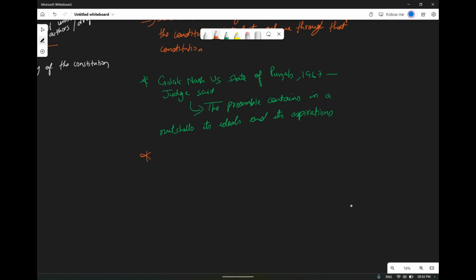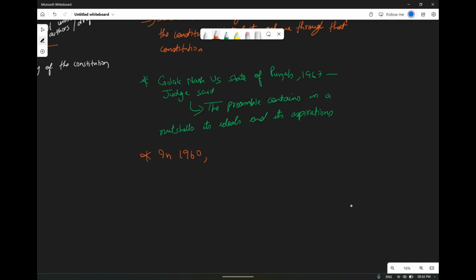Okay, in the 1960s there were various judgments in which the preamble was quoted. And why am I quoting this? Because the preamble is not enforceable in a court of law. Then why are we giving so much value to it? Because it can be used for the interpretation of the constitution. That's why it is very important.